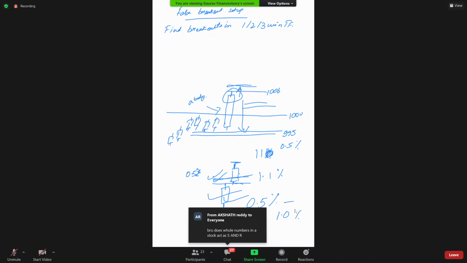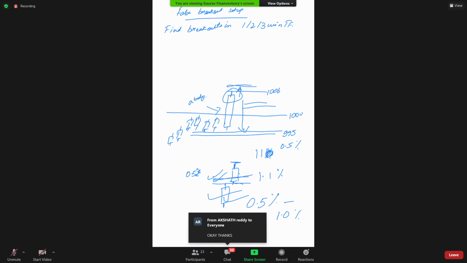Do whole numbers in a stock act as SNR, or in an index? This is something psychological. Not whole numbers, actually the round figures, that is hundreds, 200s, the multiples of hundreds and 50s, act as psychological resistance in stocks as well as index. That is psychological. Yeah, it does act sometimes.